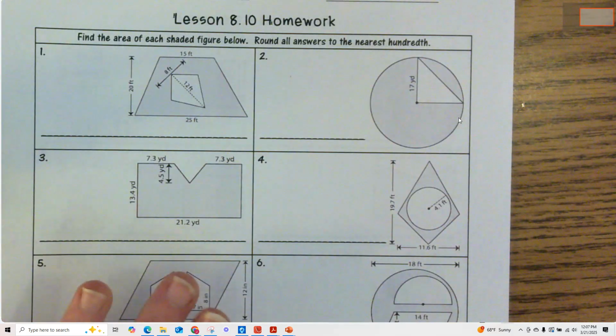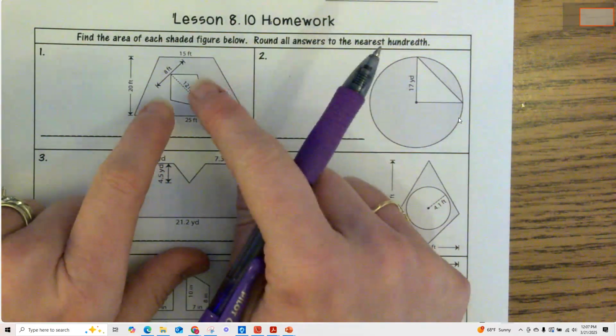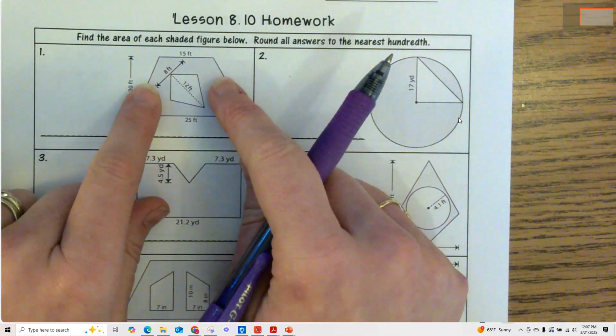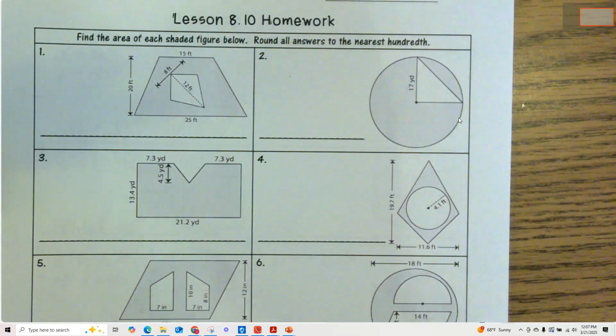All right, this video is for the lesson 8.10 homework. For this page, we're finding the area of the shaded figure. What we're going to do on this one is find the area of the gray shape, and then subtract the piece that's cut out, or the white shape that's inside of it.